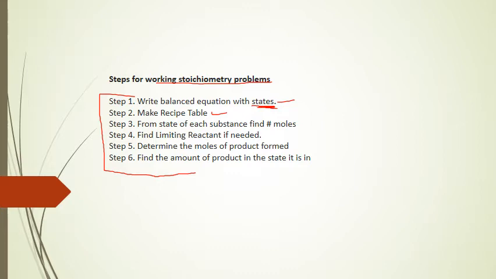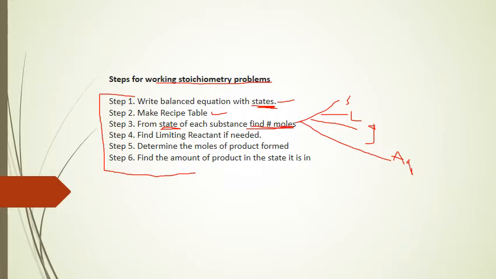And then once you have that, from the state of your substances, you're going to find the number of moles. That's going to depend on the state: if it's a solid, you'll be using molar mass. If it's a liquid, you're going to be using density and molar mass. If it's a gas, you're going to use PV equals nRT, the ideal gas law. And if it's aqueous, you're going to be using molarity.